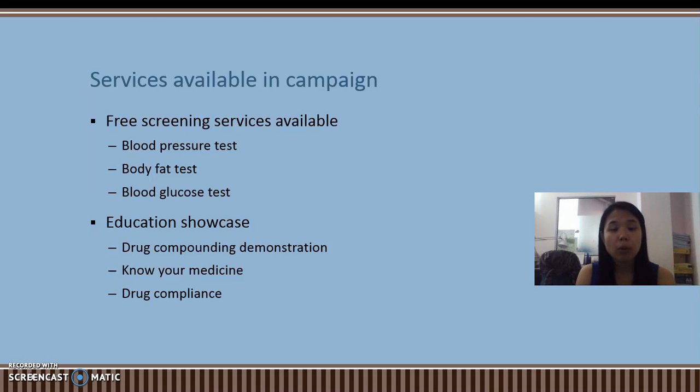We will also have pharmacy staff who help with Know Your Medicine, where our pharmacists will have a counter, so whoever among the public has doubts about their medication can approach our healthcare professionals and get more information about it. We will also have a corner for drug compliance, so the public will benefit a lot from this education showcase and also the free screening tests available.